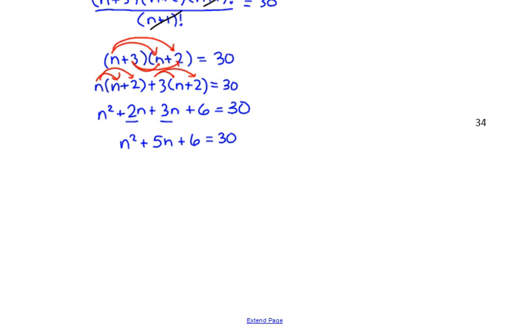Now whenever we have an n squared, we want to get everything to one side and then factor. So who do we have to move? So everything's on one side. Subtract the 30. We have to move the 30. N squared plus 5n plus 6 minus 30 is negative 24 equals 0. Now that we have one side equal to 0, we can factor this.